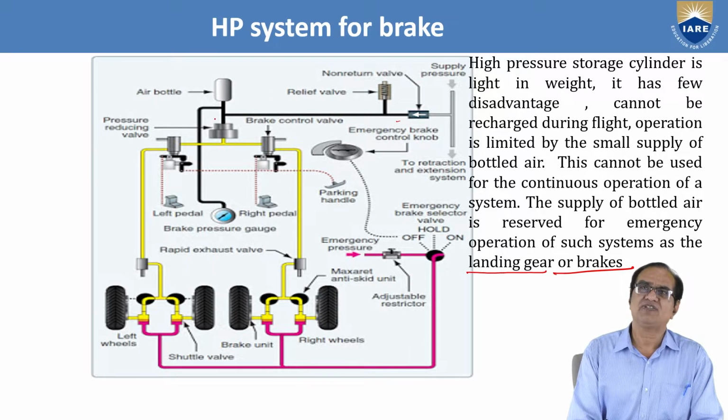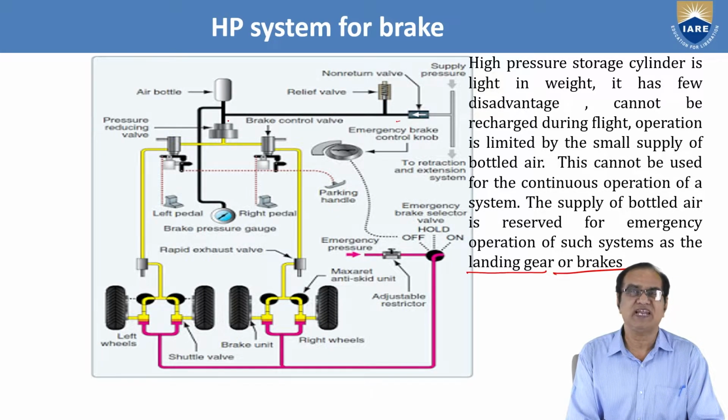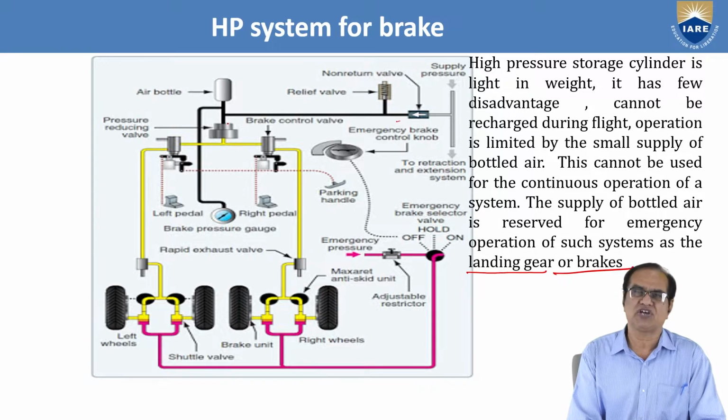From here we have from the air bottle it goes to the pressure reducing valve. This pressure reducing valve will reduce the pressure, because inside we have 3000, 4000, 5000 and up to 8000 psi we have, but system may not work in 8000. The system pressure requirement may be 1000, 1500, 2000 or 3000.